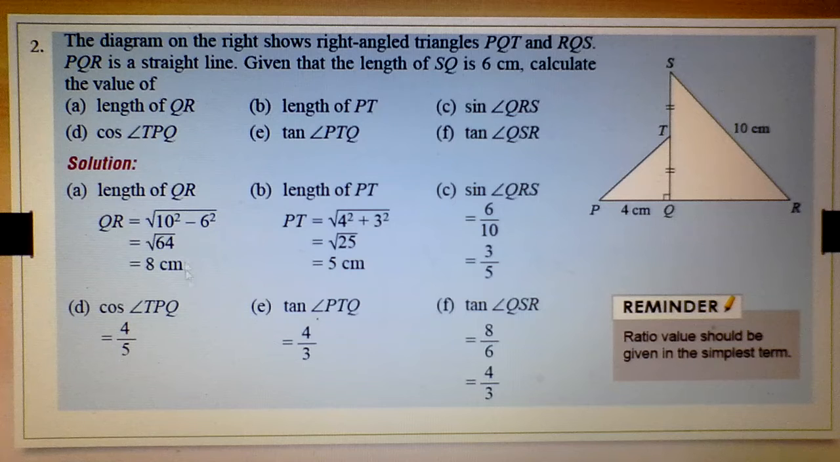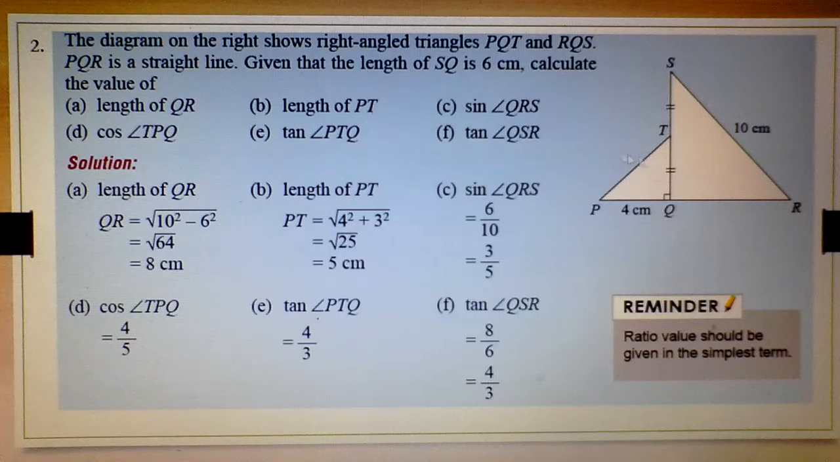So QR is 8. PT is hypotenuse for this triangle. So PT equals to 4 squared plus 3 squared. Okay, so PT equivalent to square root of 25, so get 5 cm. So here is 5 cm. Okay, sine QRS, then you use the formula of sine, cos, and tangent. Sine QRS, so sine, opposite divided by hypotenuse, 6 divided by 10. So you get 3 over 5. Cos TPQ, so angle here, cos, adjacent divide hypotenuse, so 4 divided by 5.